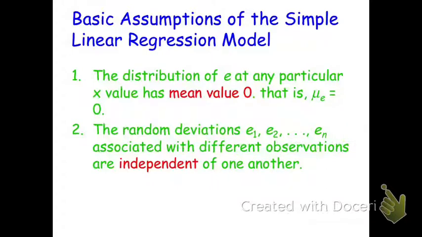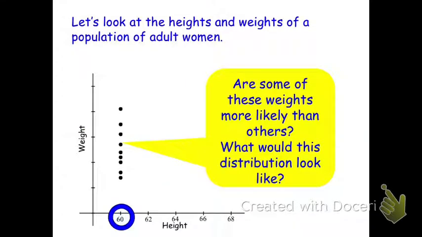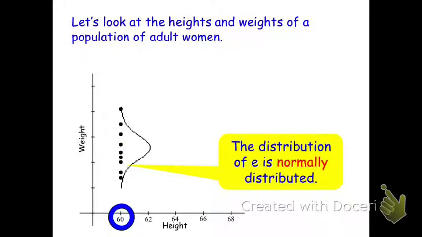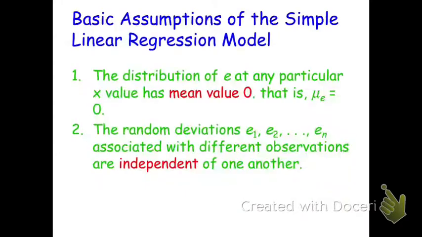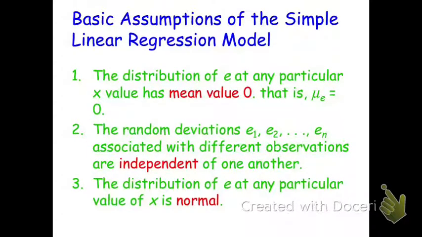The second assumption is that your observations are independent. So basically your sample is random and independent of each other. Random independent sample. And the distribution of your errors are normally distributed. So basically all of your data points are normal. That's always been an assumption, that we have a normal distribution.